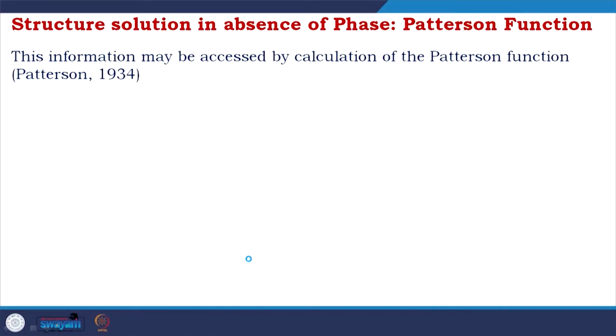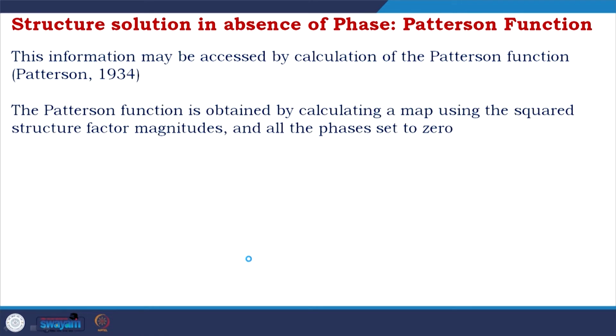But also, if you see, there is a pattern, the difference between the spacing of the dots. If you remember, when I was talking about the phase, it comes because of these differences. So from the diffraction pattern, there is a chance that we could have gained some information about the phase. This information may be accessed by calculation of the Patterson function. The Patterson function is obtained by calculating a map using the squared structure factor magnitude and all the phases set to 0. We will show the mathematics.